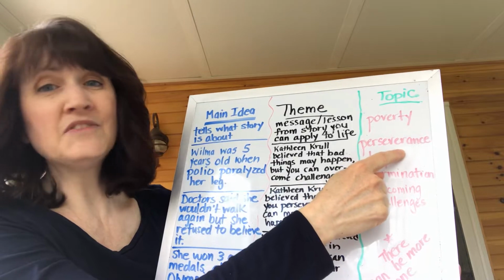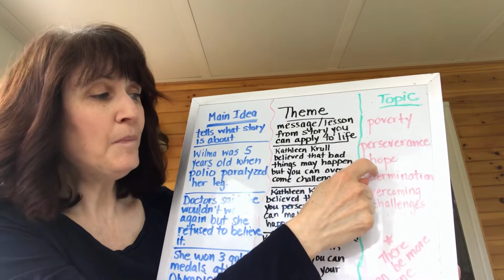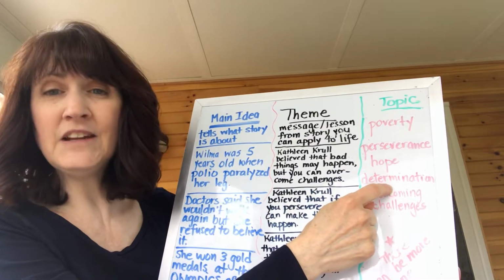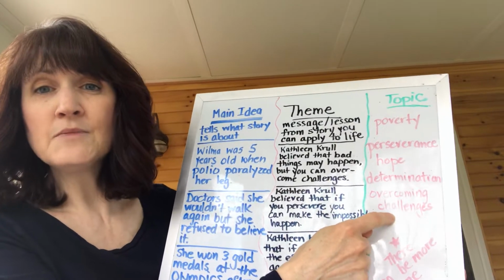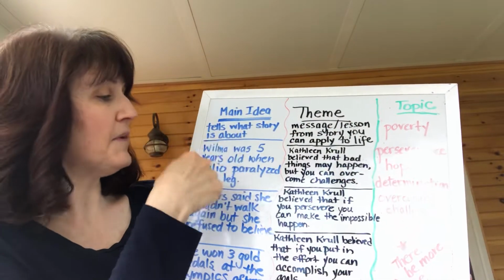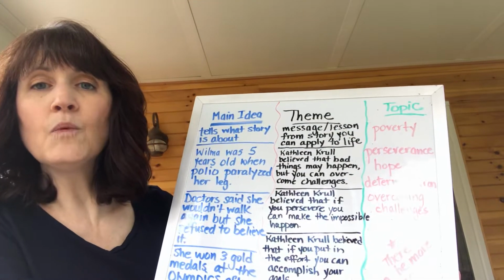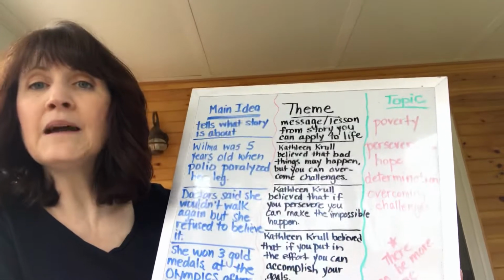Perseverance, which is another way of saying she never gave up and she had to work really hard. Hope. Determination. She was determined to walk again even if the doctor said no. Overcoming challenges. Sometimes we go through things that are hard and we can overcome them. So we can come up with our main idea, and then we can list some of our topics we're thinking were covered in the story. Both of those things will help me write my theme.